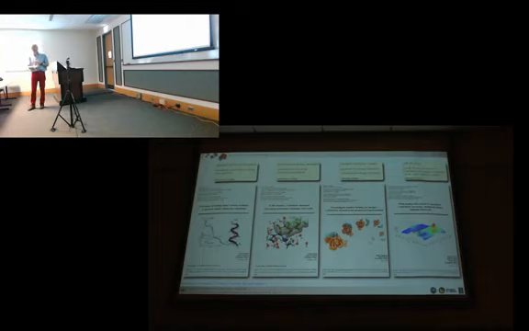And finally, this one is a little bit more advanced. That's using the string method. So it has two parts. The first part is actually finding the transition pathway, and the second part is calculating the free energy along the transition pathway.